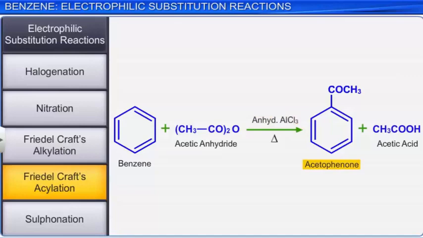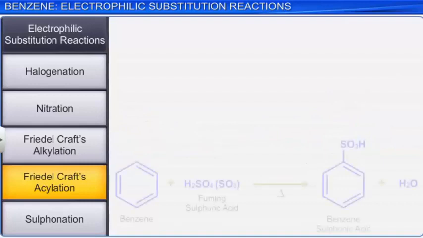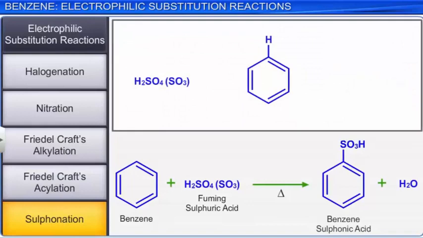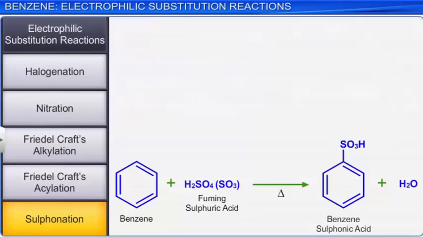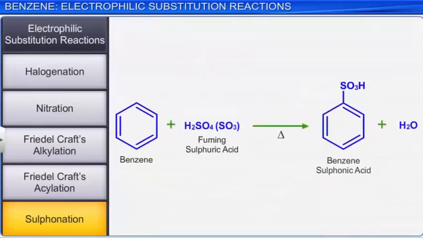Next is sulfonation reaction. When the hydrogen atom in a benzene ring is replaced by the sulfonic acid SO3H group, it is known as sulfonation. Usually, sulfonation reaction is carried out by heating benzene with fuming sulfuric acid or oleum, a concentrated solution of sulfur trioxide in sulfuric acid. Sulfonation can also be carried out by treating benzene with chlorosulfonic acid.